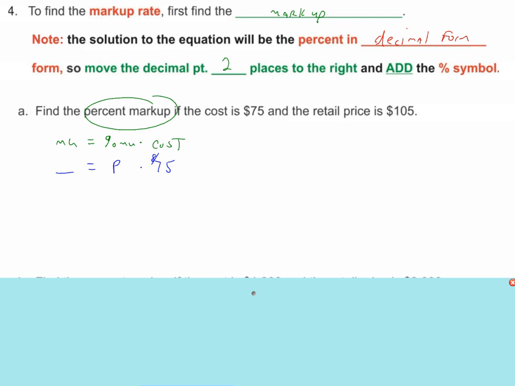So again, I got to think, well, how do I find the markup? This is your thinking process. Because I need the markup to figure out the percent markup. How do I get the markup? And now in this one, you're going to have to use the formula again. Retail price equals, somebody raise your hand and finish that problem for me. Retail price equals, Nia?